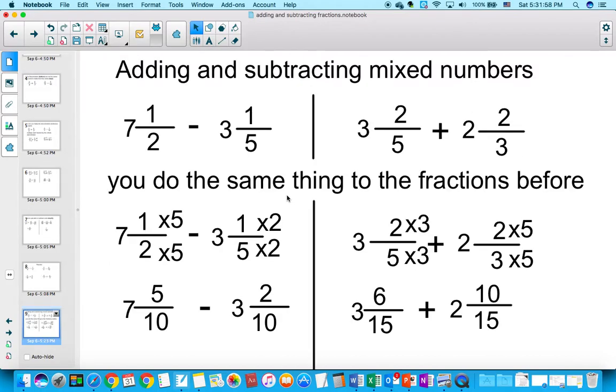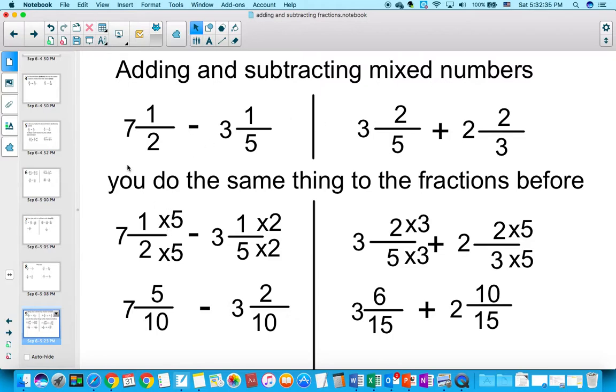So, adding and subtracting mixed numbers. This is where you're now doing multiple things at once. Take it one step at a time. So I have 7 and 1/2 minus 3 and 1/5. First off, you do the same thing as before. And here too, you have 2 over 5, 2 over 3. So first off, you go, okay, I want to make my denominators the same. How can I do that? Again, take this 5, multiply, multiply. Take this 2, multiply, multiply. Ignore the whole numbers. Don't look at them yet. Don't touch them. Don't have to worry about them.